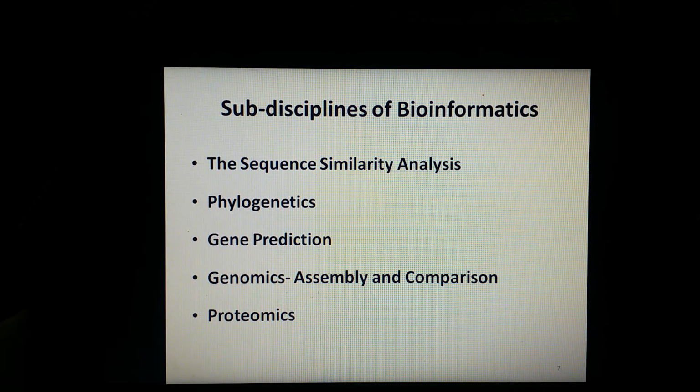Now we will discuss the subdisciplines of bioinformatics. The first subdiscipline of bioinformatics is sequence similarity analysis. It is the area of bioinformatics that is focused on developing methods for the comparison of sequences, and these, you can see, means DNA, RNA, and protein, and then identification of those sequences that are similar. So first is the comparison of the sequences, and then the identical sequences are identified.